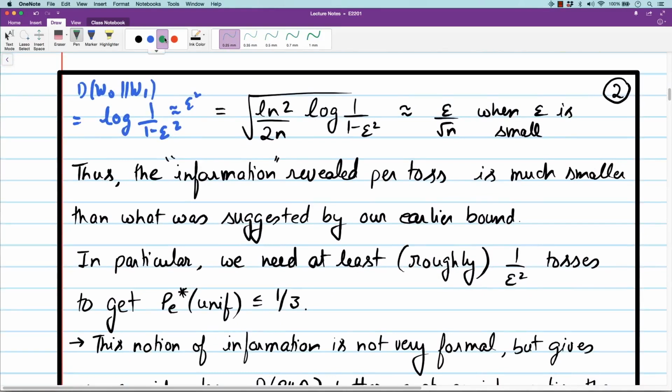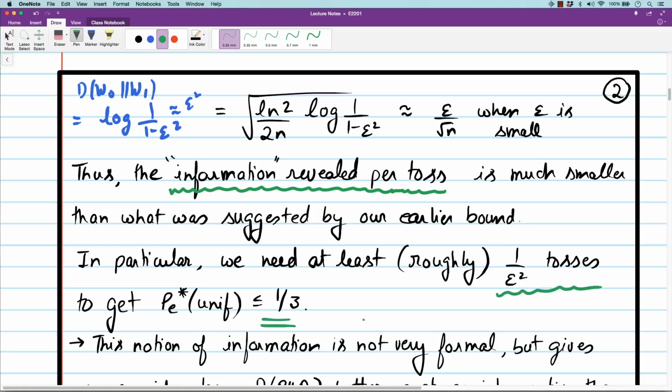So here is a heuristic statement then. The information revealed, I've not defined information, this is still building heuristics. Information revealed per coin toss is much smaller than what was suggested by our earlier bound. It was saying epsilon, now we have said that it's epsilon by root n. In particular, we need roughly these many coin tosses to get a probability of error of say 1/3.